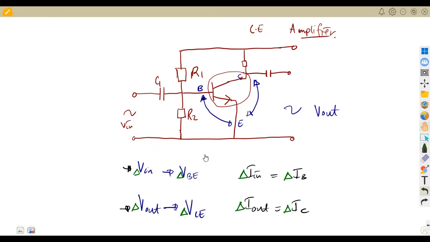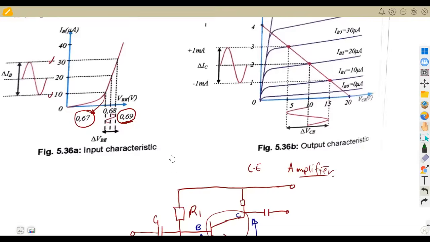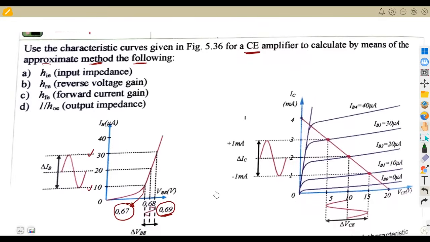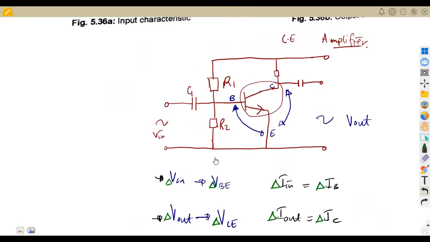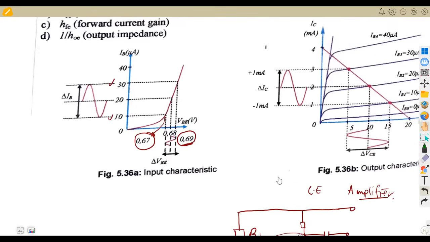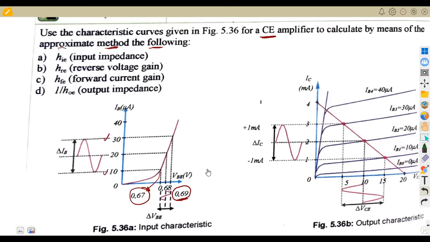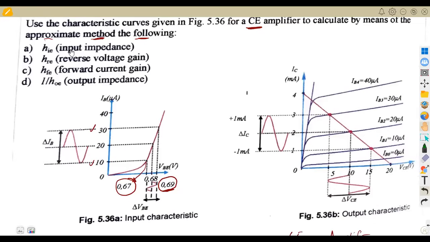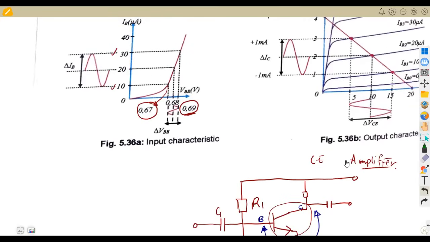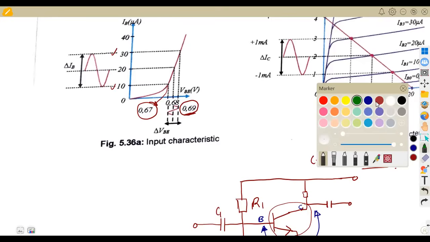So the question is, we are asked to calculate these parameters from our information. I think we saw our information and our diagram. I'm just going to remove the diagram later on. So this is what you're going to do. Let me explain here. We are asked to calculate the input impedance, as we know that HI is for input impedance, E is for the common emitter.